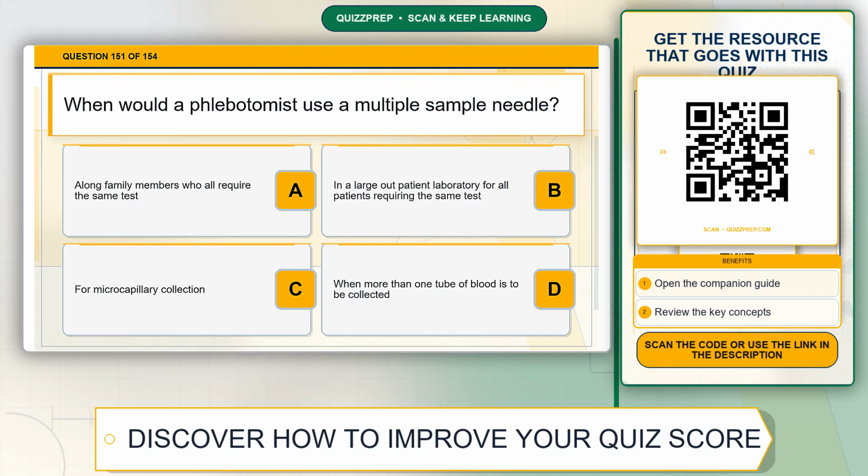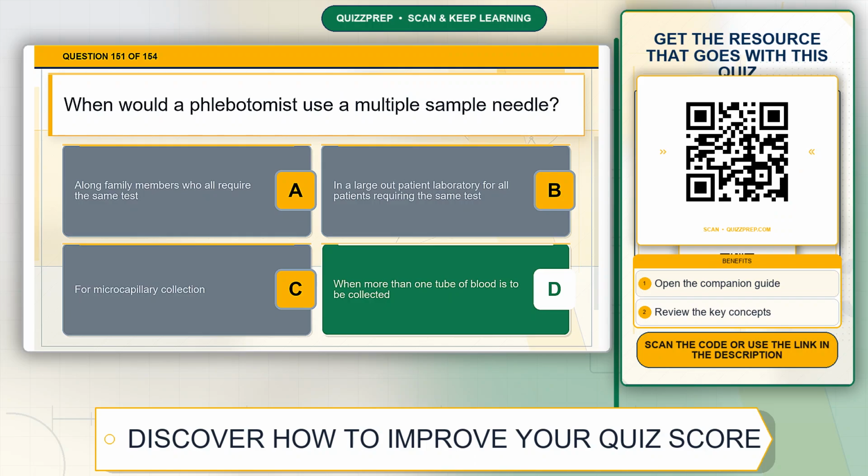Question 151. When would a phlebotomist use a multiple sample needle? Option A, among family members who all require the same test. Option B, in a large outpatient laboratory for all patients requiring the same test. Option C, for microcapillary collection. Option D, when more than one tube of blood is to be collected. The correct answer is option D, when more than one tube of blood is to be collected.